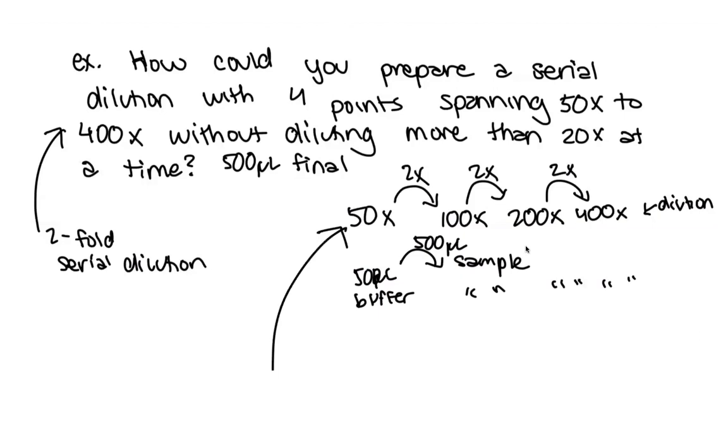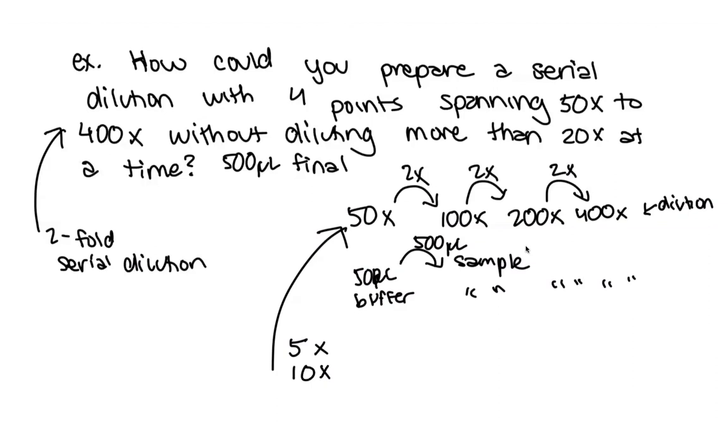And our instructions are saying not to do more than 20x at a time because we never want to dilute a tiny amount into a big amount. Instead, it's better to do it stepwise. So how can we get to 50? Well, remember that our dilution factors are going to multiply. So maybe what we want to do is a 5x, and then maybe a 10x.